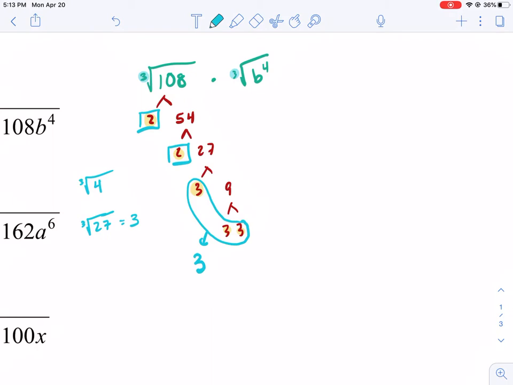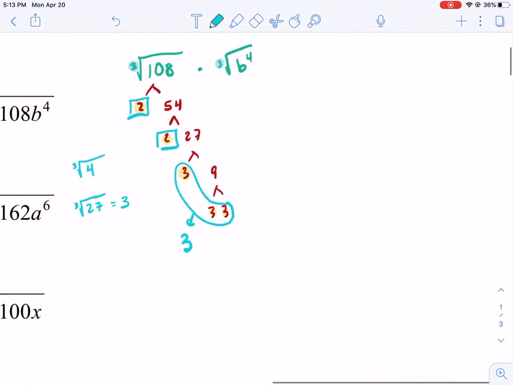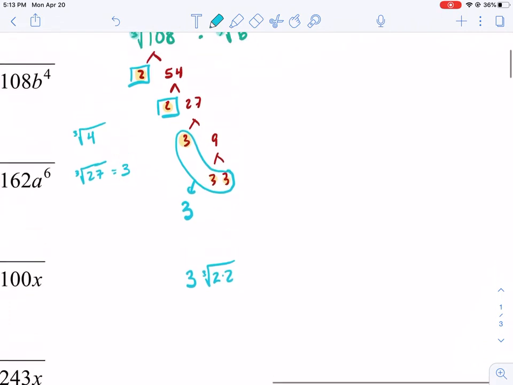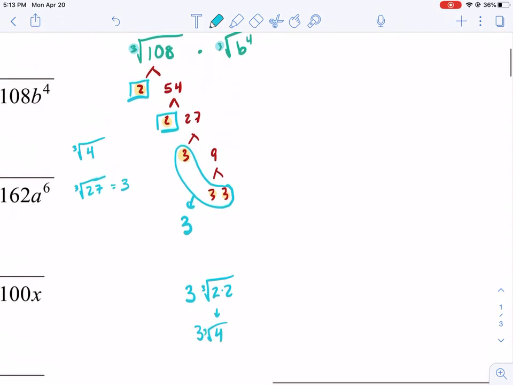In order to leave the house with an index of 3, you need to have 2 buddies, or 2 more buddies, so a total of 3. You need to have a group of 3 to leave the house. If not, you have to stay home. So we can rewrite this as 3, the 3 comes out of the house, cube root, and the 2 2s stay home. Anything that leaves the house, we multiply together, and anything that stays inside the house, we multiply together. So 1 3 leaves, cube root of 2 times 2, which is cube root of 4. Like we said, we can't simplify that.